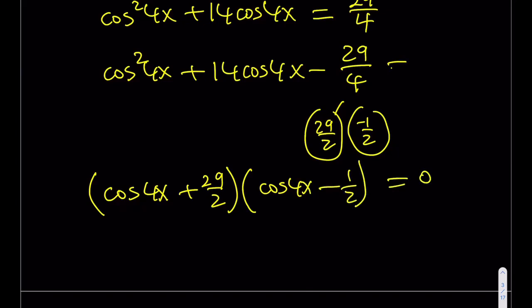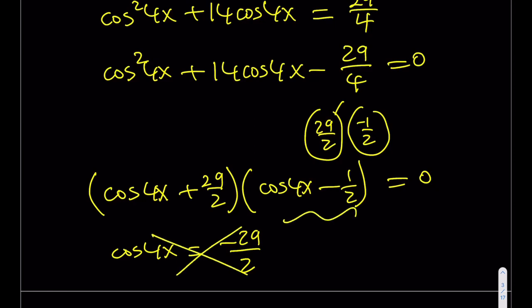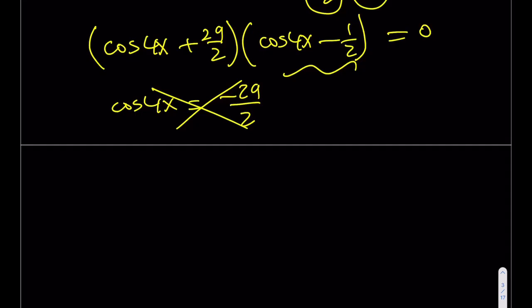Beautiful. Okay, now hopefully at this point you notice what's going on here, because cosine of 4x cannot equal negative 29 over 2. Obviously, it's out of the range, right? So cosine needs to be between negative 1 and positive 1. So it needs to be greater or equal to negative 1, but this is way, way less than negative 1. So this solution is not accepted, but the other one looks pretty good. So let's go ahead and take a look at that.